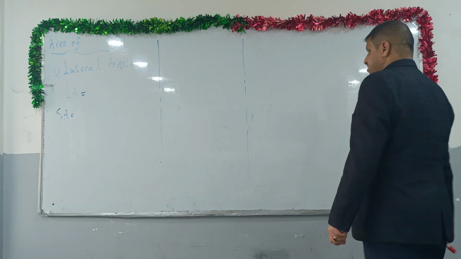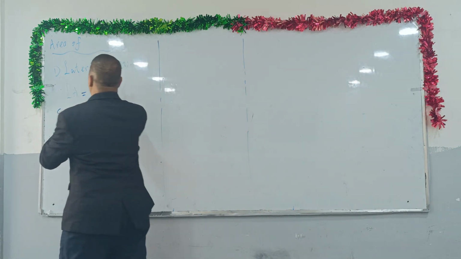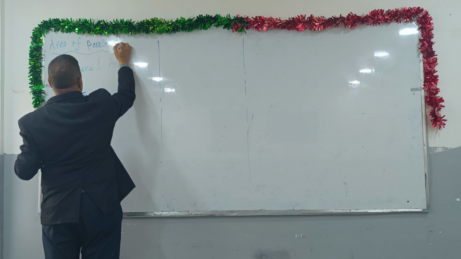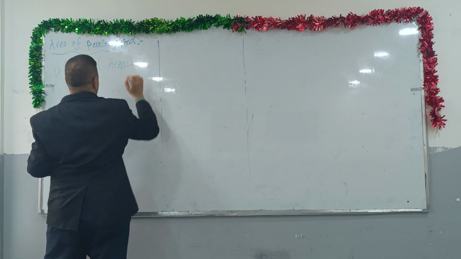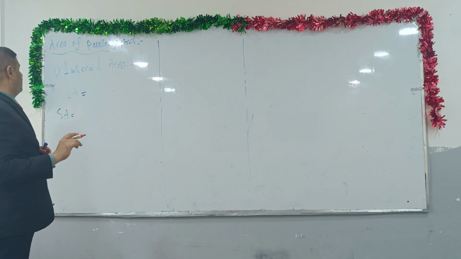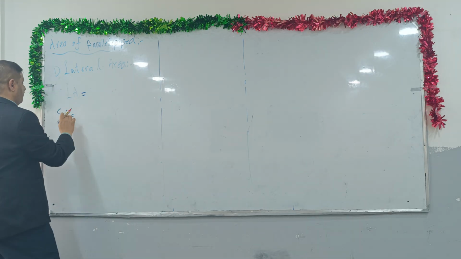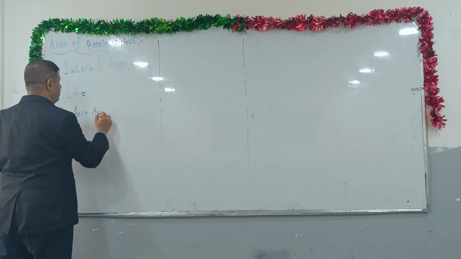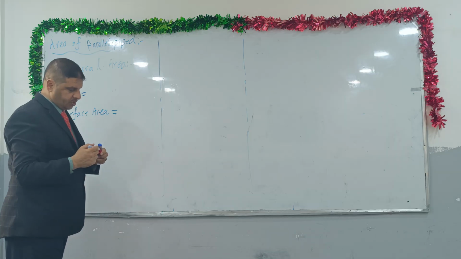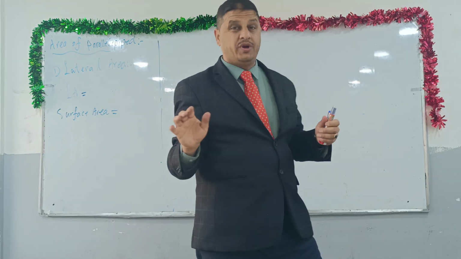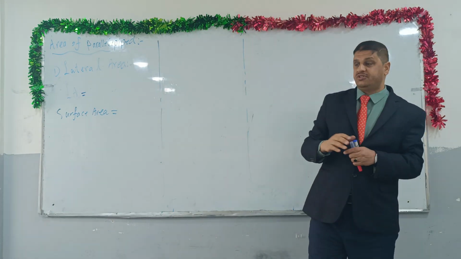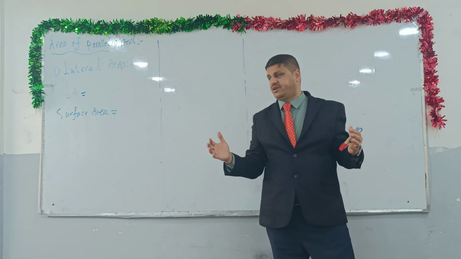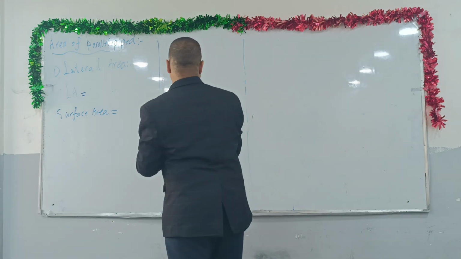Now, dear students, I have the area of the parallelepiped, the lateral area and the total area, the surface area. The situation is something different. Why? Because I am dealing with the rectangular solid. Okay, this is it.